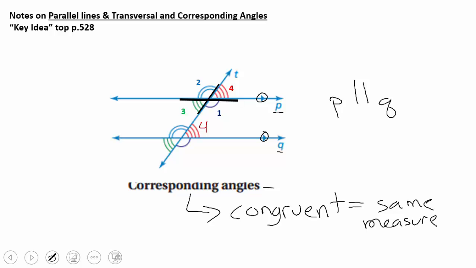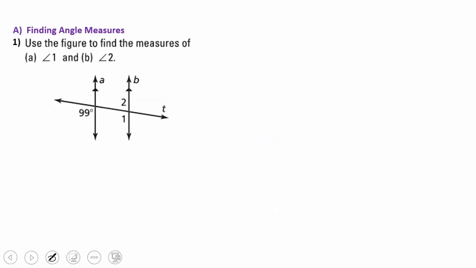So you can see if I were to cut out these 4 angles right here and slide that whole thing down, they would be right on top of themselves in the second set of 4 angles on line Q. So now we can use corresponding angles to find measurements of other angles, like we're going to do right here, finding the measurement of angle 1 and angle 2.